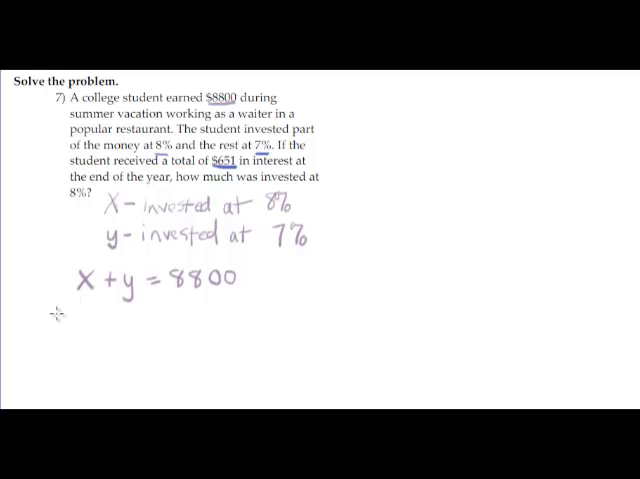And so our interest rates are 8% and 7%, and they end up giving the person $651 in interest. So we would put in 0.08x plus 0.07y equals the interest, 651.